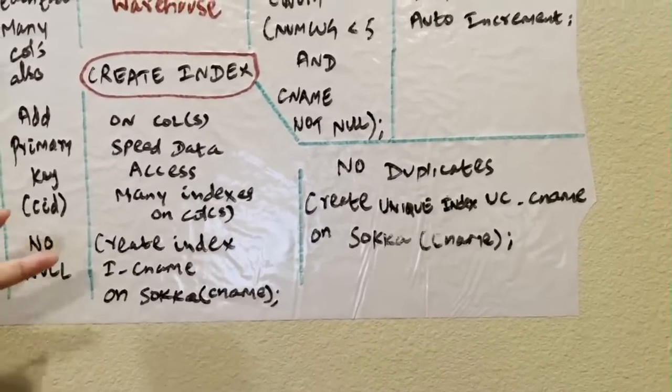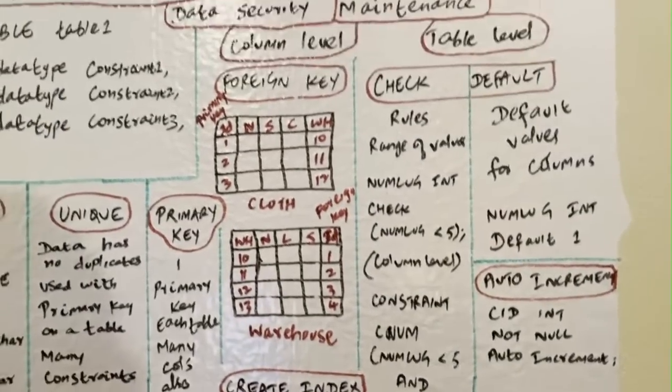So today we talked about data types, constraints, all the important things related to tables.